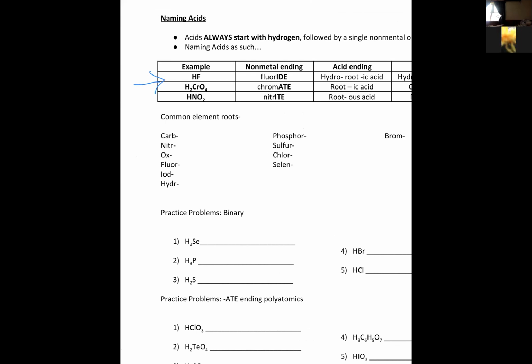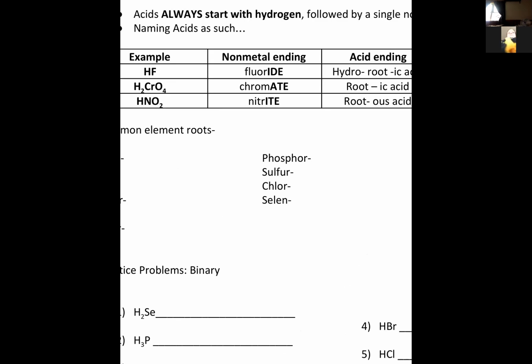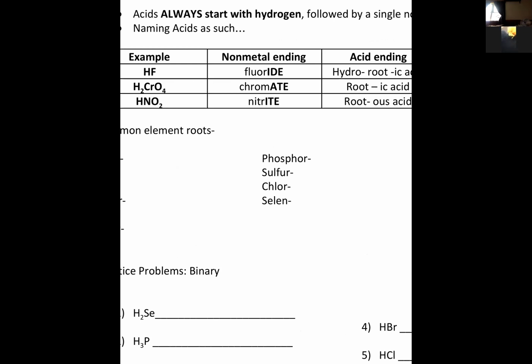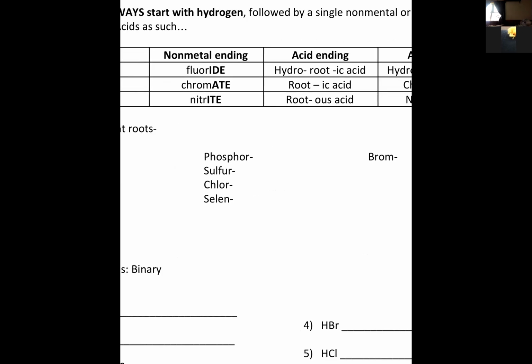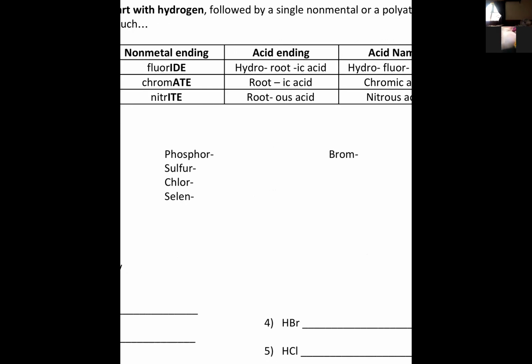So the naming practices all have to do with the ending of the nonmetal. HF, well, there's hydrogen and then there's fluoride, right? So fluoride is going to be your ending. Anytime you have fluoride or an ide ending, you're going to have the acid naming system of hydro, the root word, and then ic. The whole reason I went over the root words at the beginning was so that you knew what to put in there.